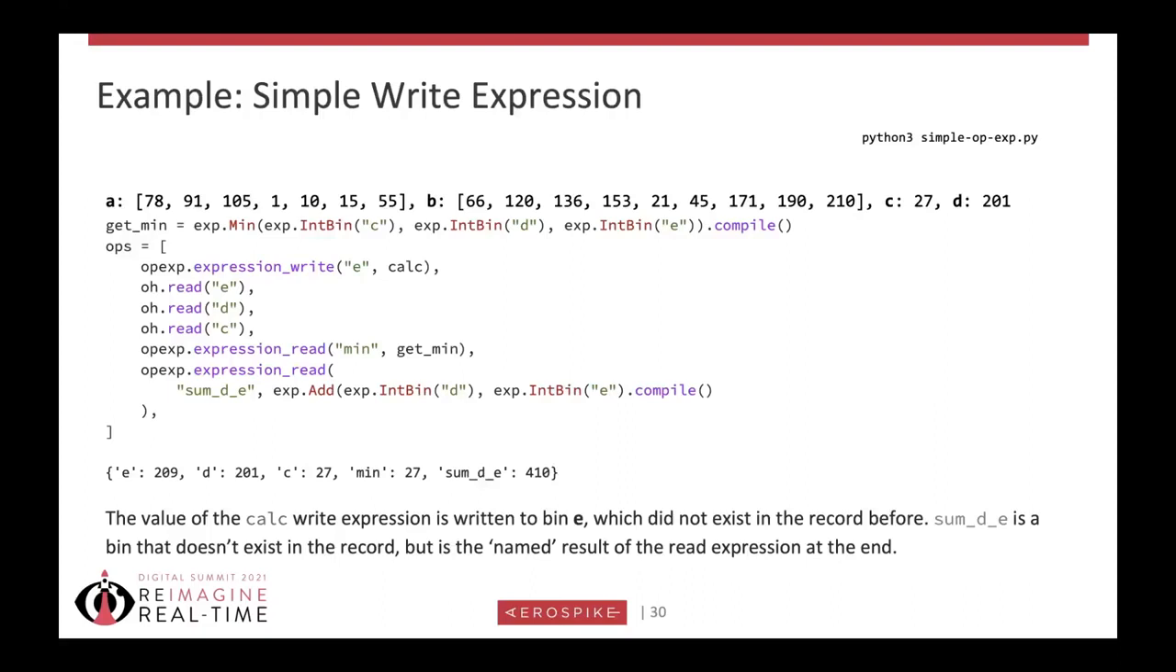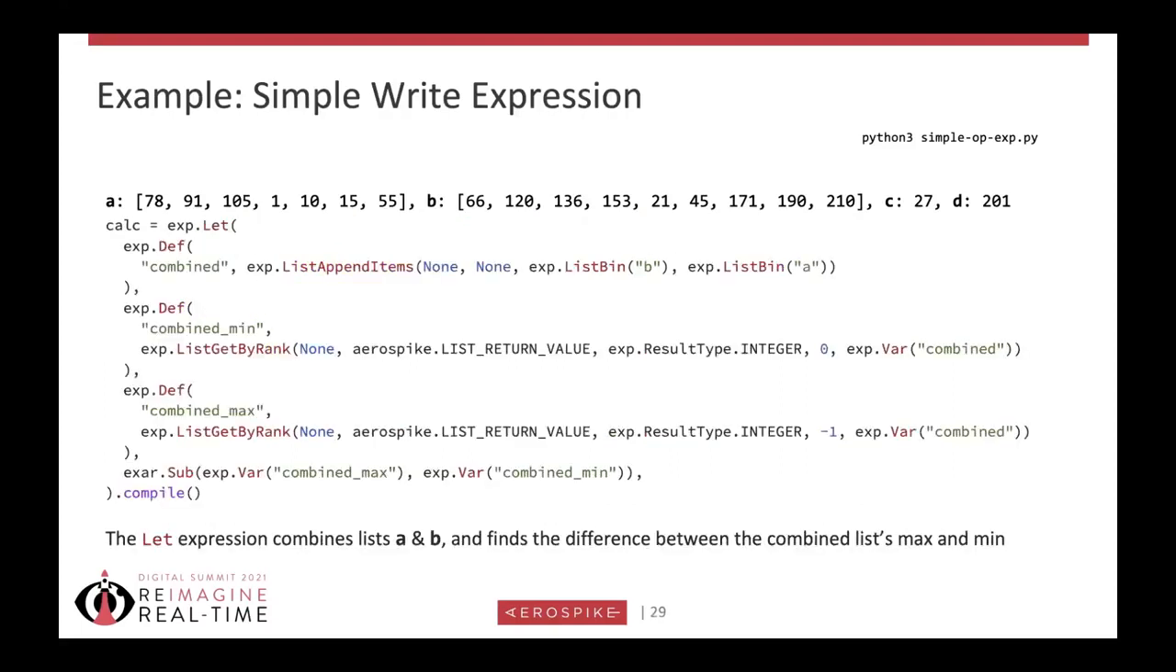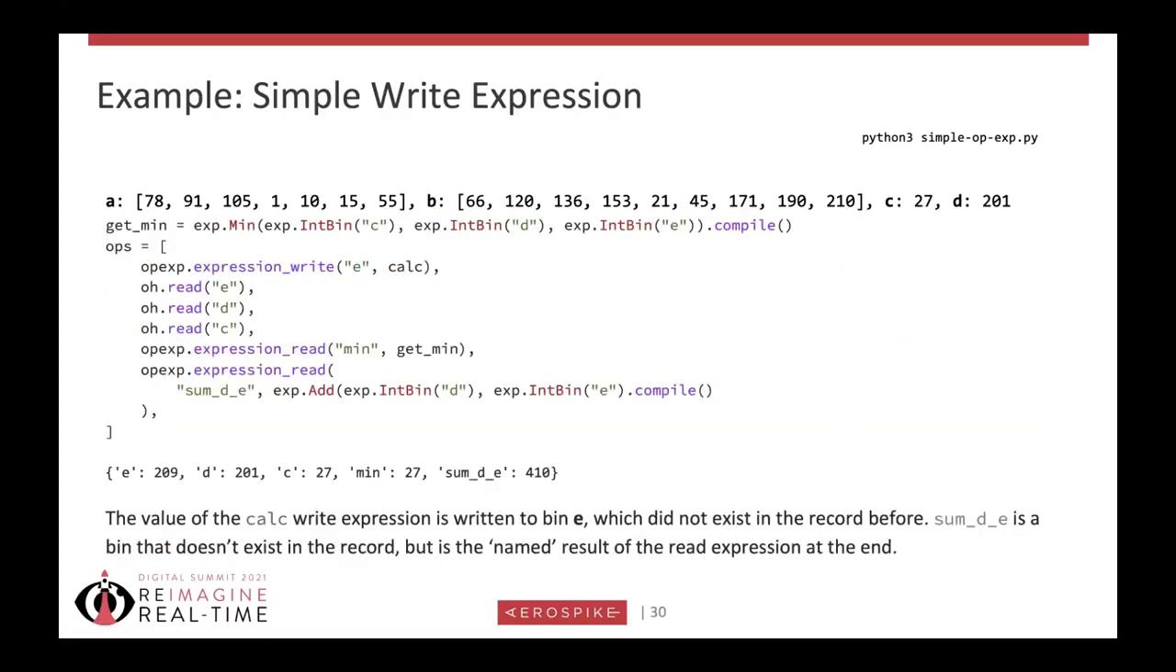And now let's look at the operations in this transaction. So first thing, we're going to do a write expression into a bin called E, running the calc operation expression that we just defined. Okay, you can see how it's up here, and we put this expression in a variable called calc. So that's going to go and get written into a bin called E.